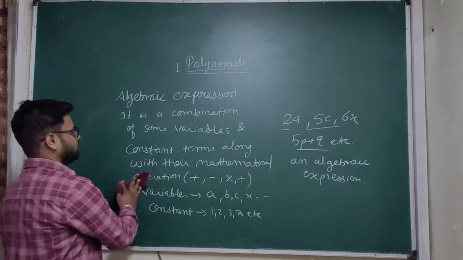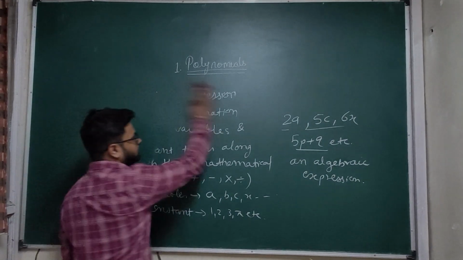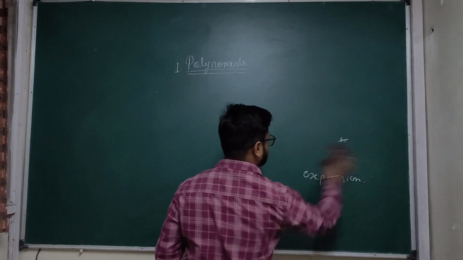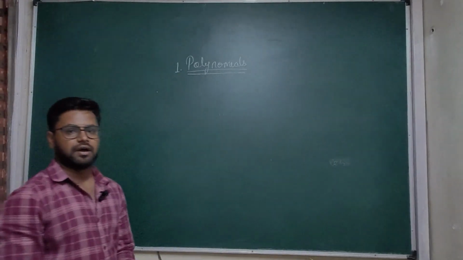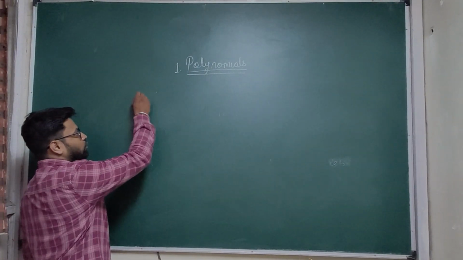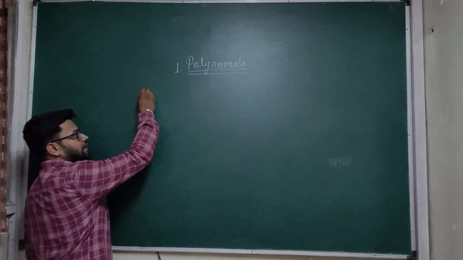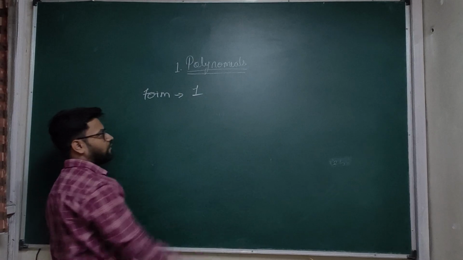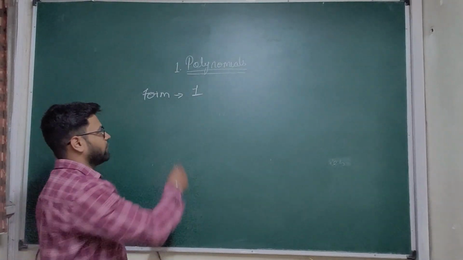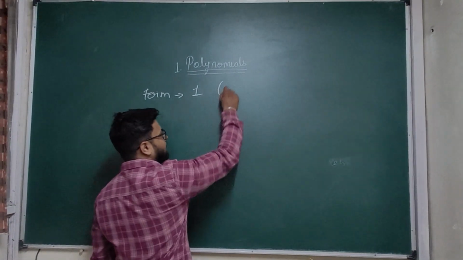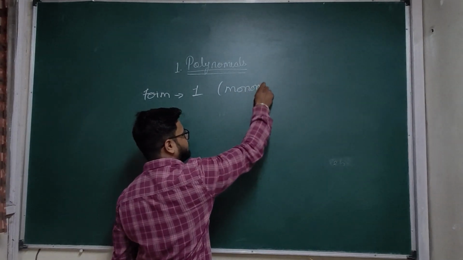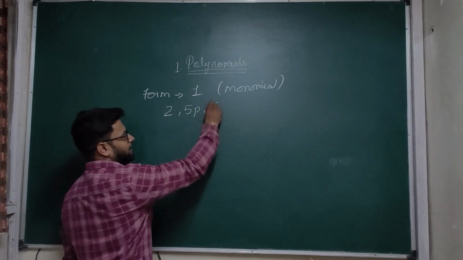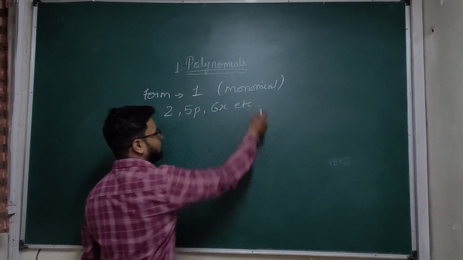Now we will discuss terms. A term which contains only one term is known as what? Monomial. Example: 5p, 6x and many more.